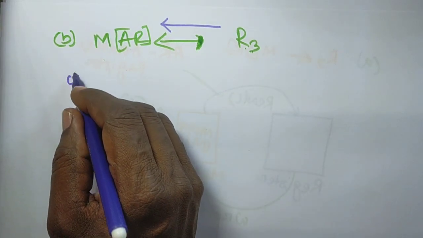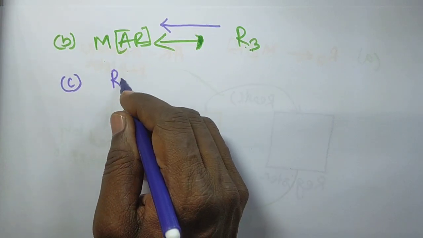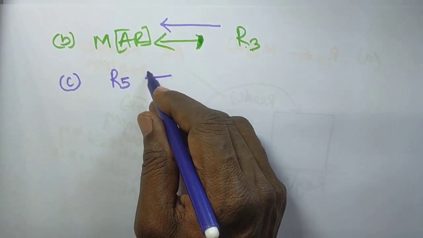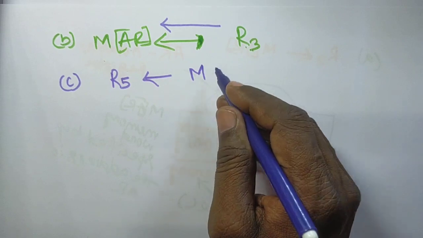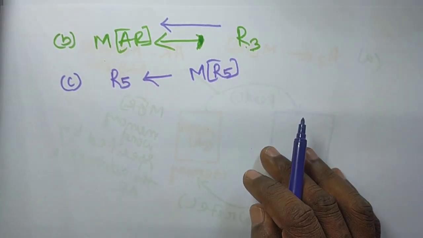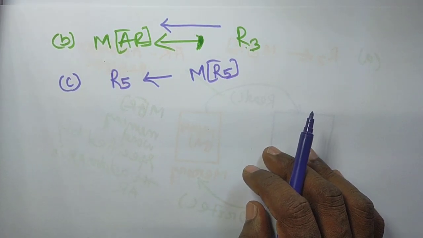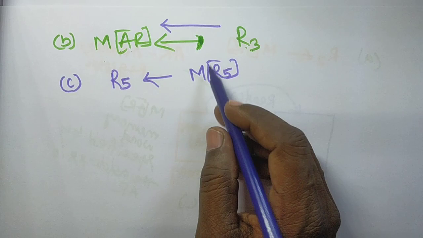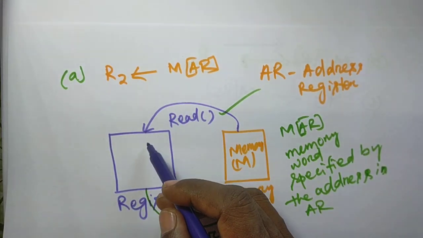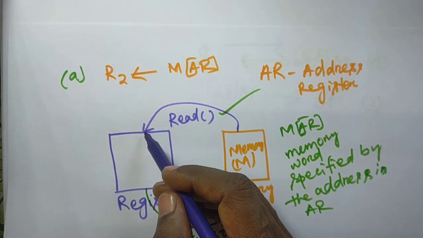Okay, another case is what? Very simple. R5, here is a memory R5. Another concept is also there. You see, memory to register means what? Very simple. If it is memory to register, it means read operation. Okay, very simple. Read operation, memory to register.